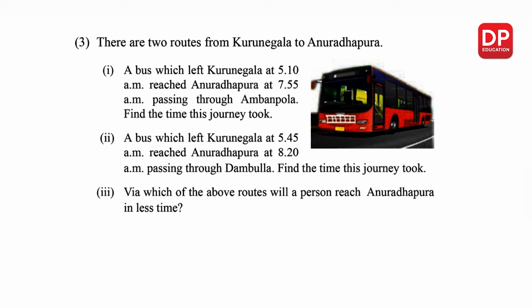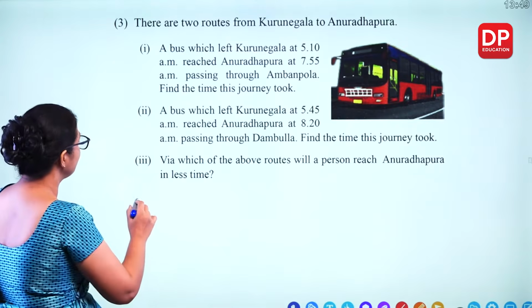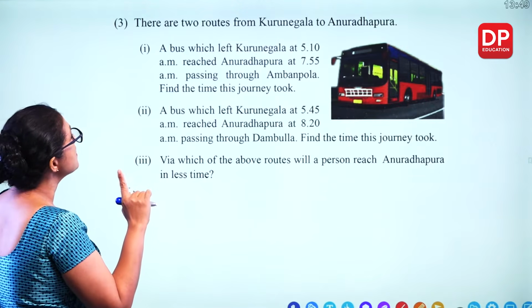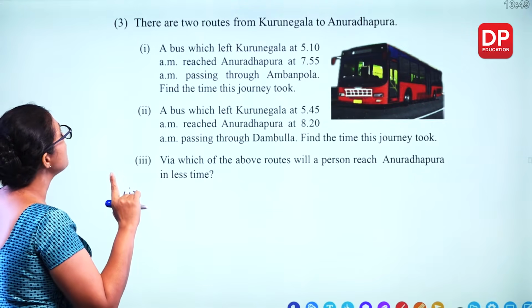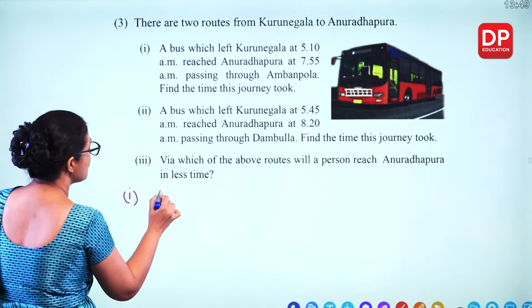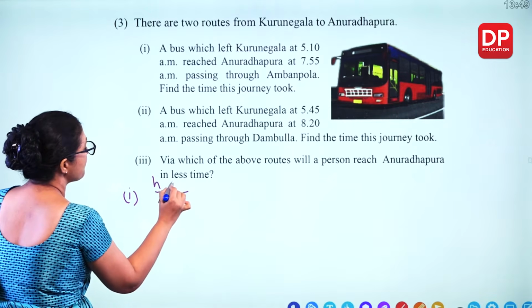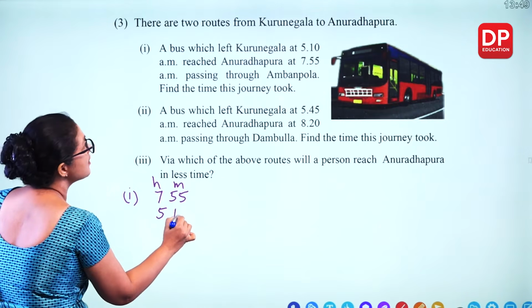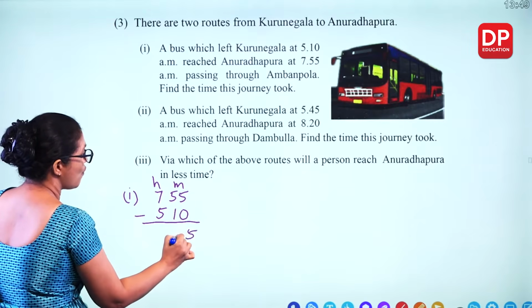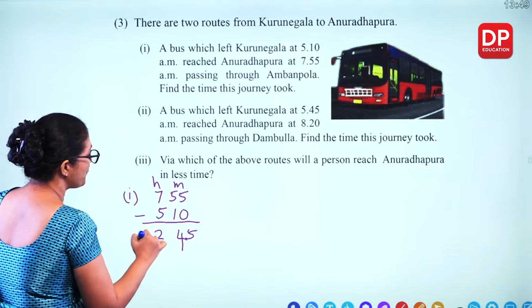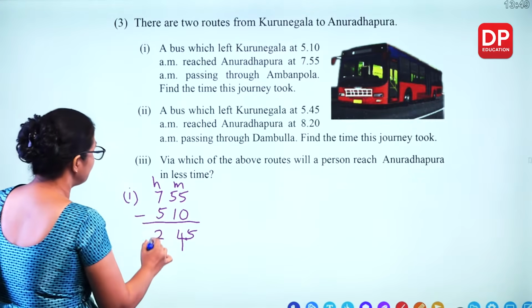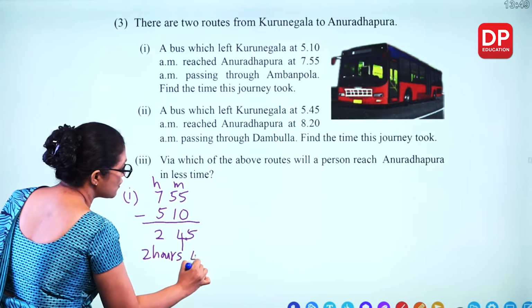Question number 3. There are 2 routes from Kurunegala to Anuradhapura. A bus which left Kurunegala at 5:10 AM reaches Anuradhapura at 7:55 AM, passing through Ambanpola. Find the time this journey took. What are the times? 7:55 AM and 5:10 AM. Both are in the morning, so you can subtract. 7:55 hours, minutes, and this is 5:10. Subtract. You get 45 here. 7 minus 5, 2. So you get 2 hours 45 minutes.